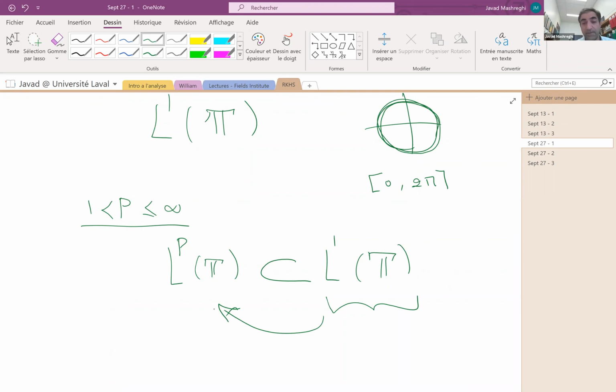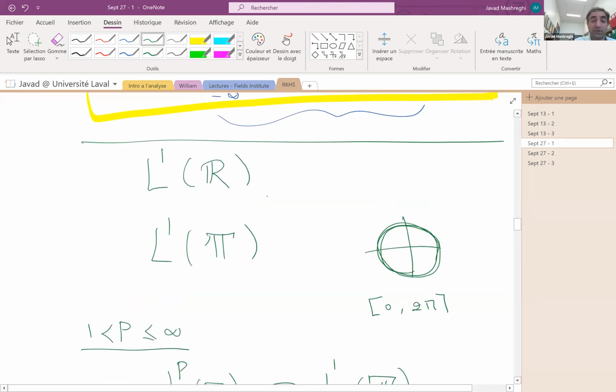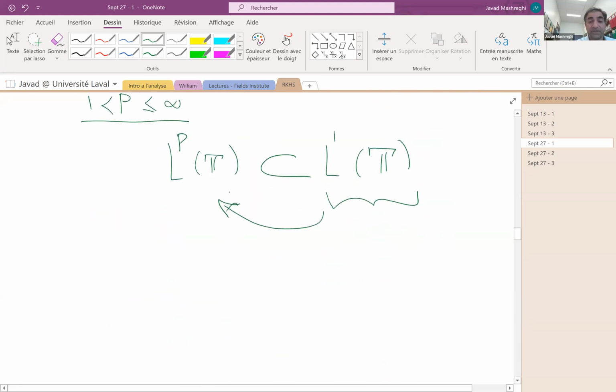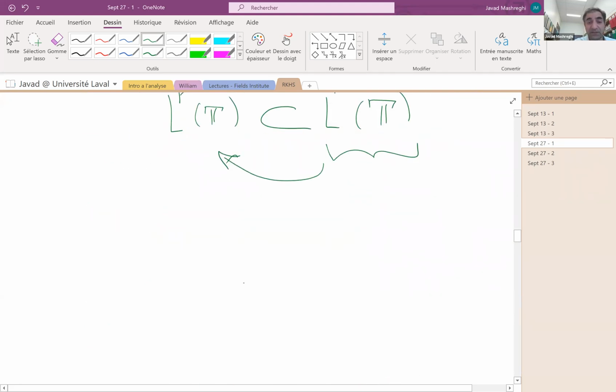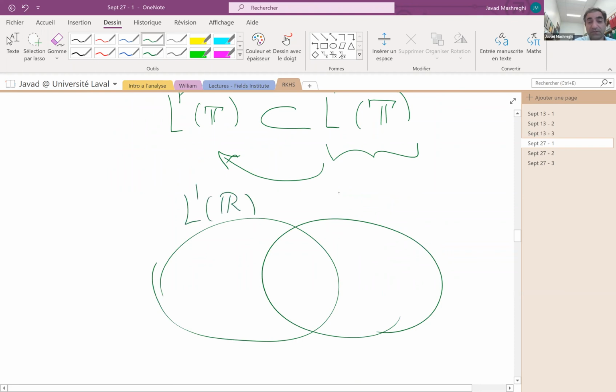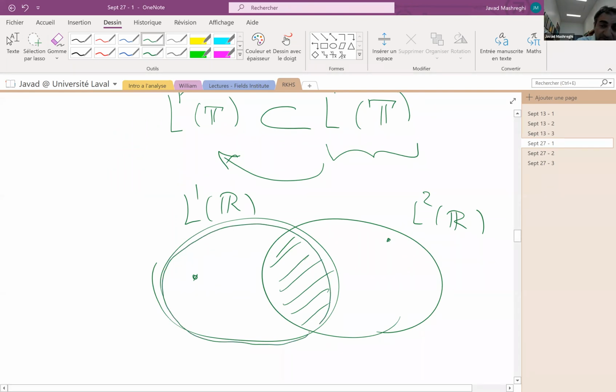It's already done. But this is not the case for L1 of R. These are not nested spaces. You can imagine, for example, the relation between L1 and L2 like this. This is L1 of R. This is L2 of R. Of course, they have some intersection, but there are functions which are in L1, not in L2, and vice versa, functions in L2 which are not in L1. But we have developed the theory here. We have developed the Fourier analysis on L1, so it works on the intersection too.